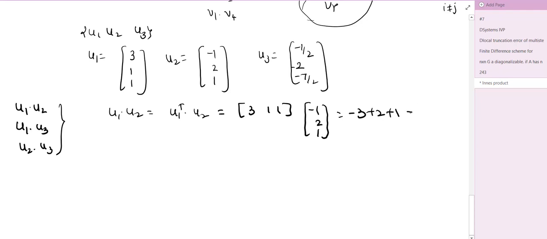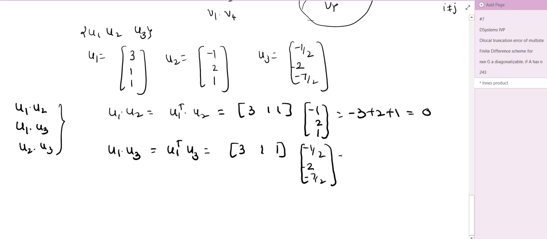You take u1 dot u3, that is u1 transpose into u3. So here also it is (3, 1, 1), and u3 is (-1/2, -2, -7/2). Here you can take this as -3/2, -2, -7/2. Oh, sorry, it is +7/2 here. So you can take the LCM. It is minus 3 minus 4, that is minus 7, plus 7 by 2, which is again 0.